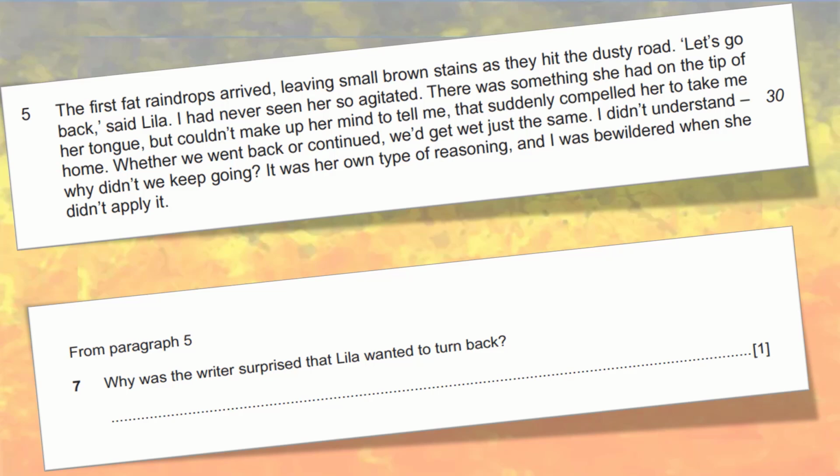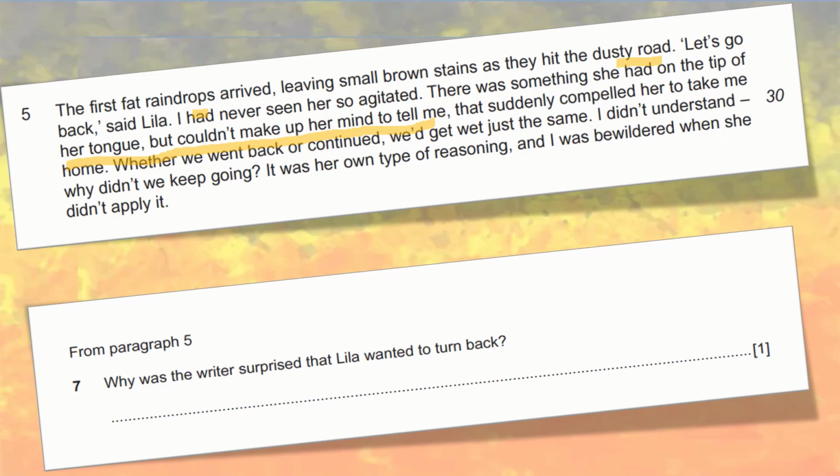The first fat raindrop arrived. It started raining, leaving small brown stains as they hit the dusty road. "Let's go back," said Leela. "I had never seen her so agitated. There was something she had on the tip of her tongue but couldn't make up her mind to tell me." So what is that? The writer feels that Leela is hiding something that suddenly compelled her to take me home, that she now insists on going home.